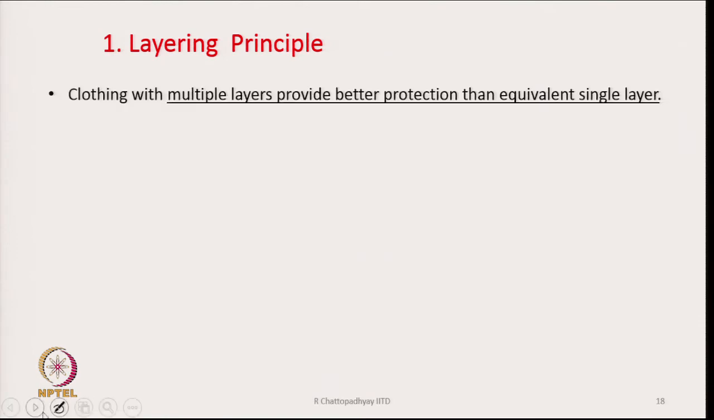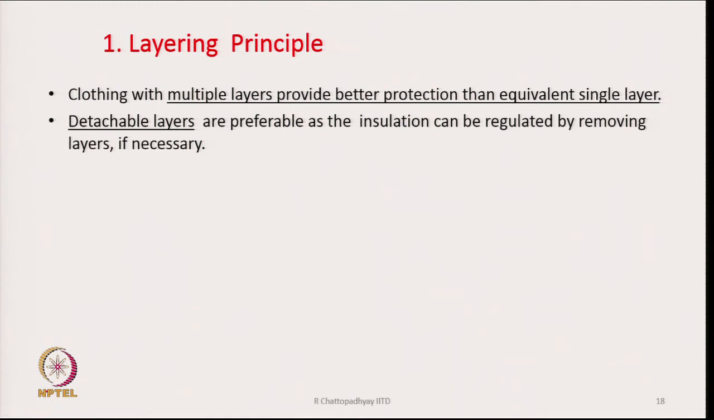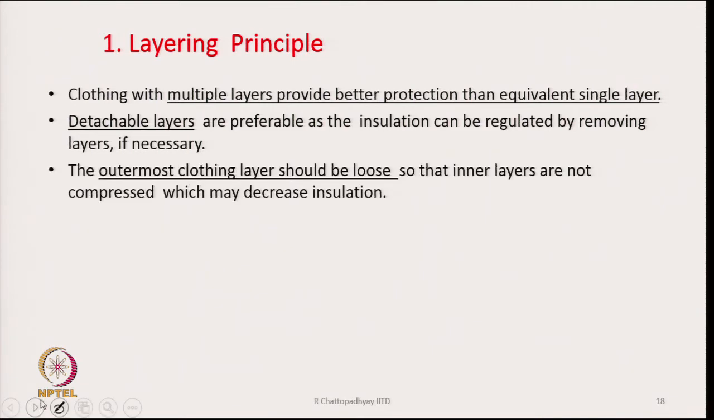So, in the layering principle, what we do, the clothing with multiple layers provide better protection than equivalent single layer, because between layers there will be a layer of air, and that layer of air is going to further enhance the insulations. So, multiple layers is better than a single layer garment, very thick single layer garment. Detachable layers are preferable, as the insulation can be regulated by removing layers if necessary. This is another way to reduce the insulation value if it is required.